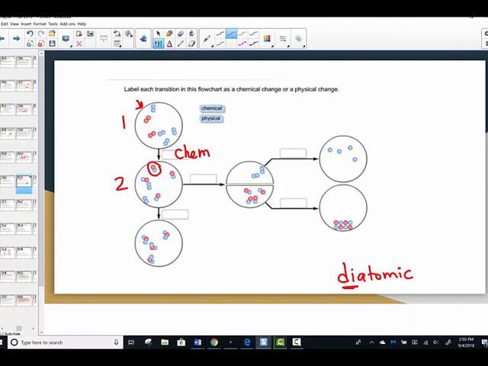If I continue going down, I have a combination of red to blue atoms. I still have a couple of blue to blue atoms bonded to make a diatomic molecule. But now as I look down in circle 3, I have something completely new. I have a whole different arrangement of chemical bonds. This particular molecule is made up of 2 blue and 1 red atom chemically bonded together. That's something new, therefore a chemical change.